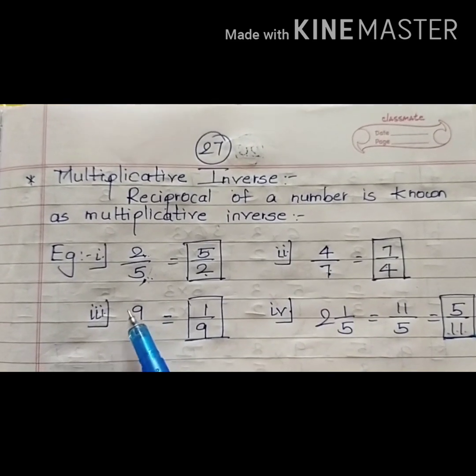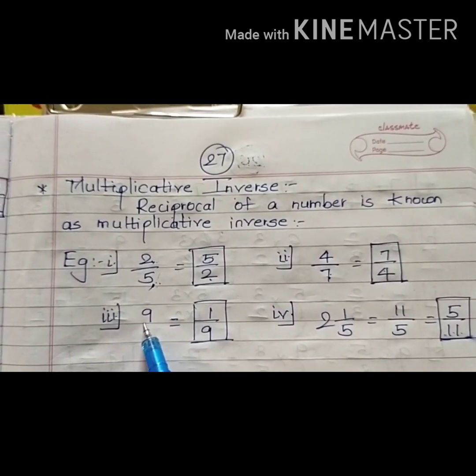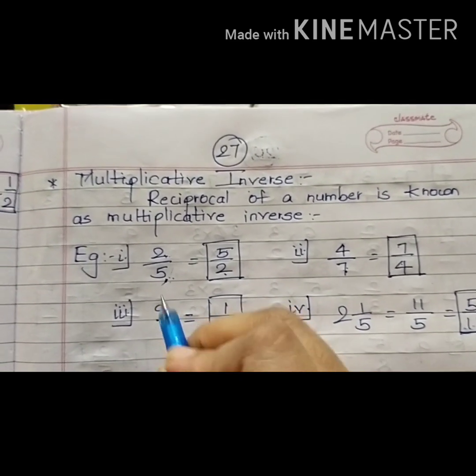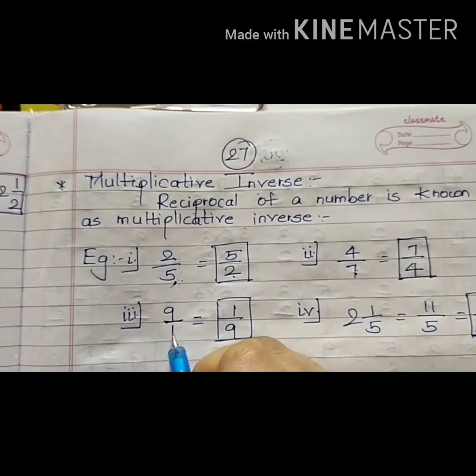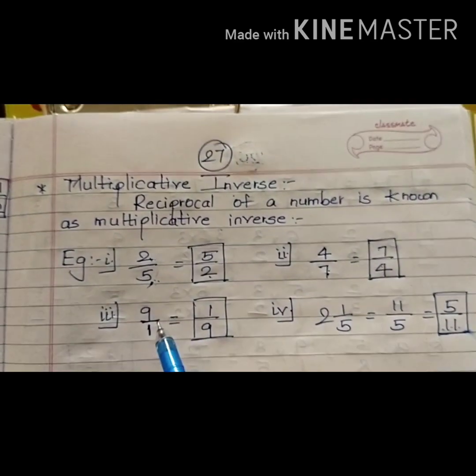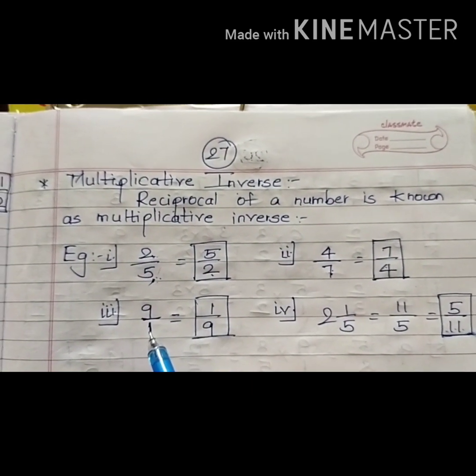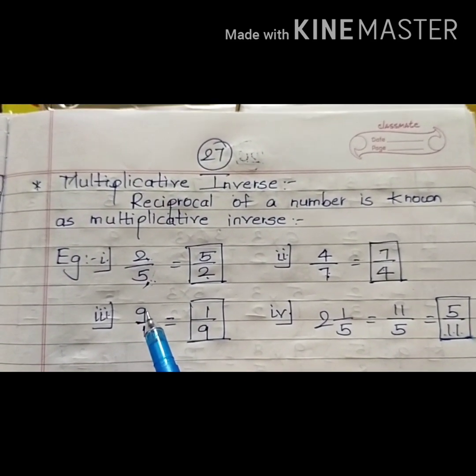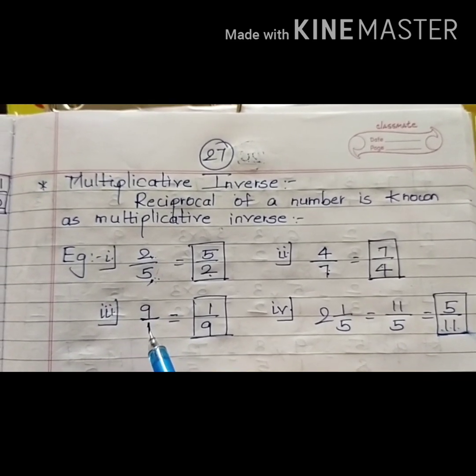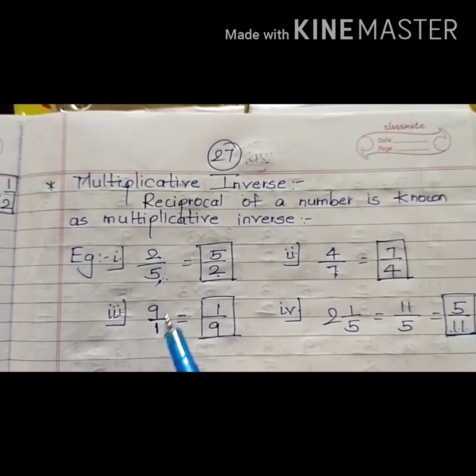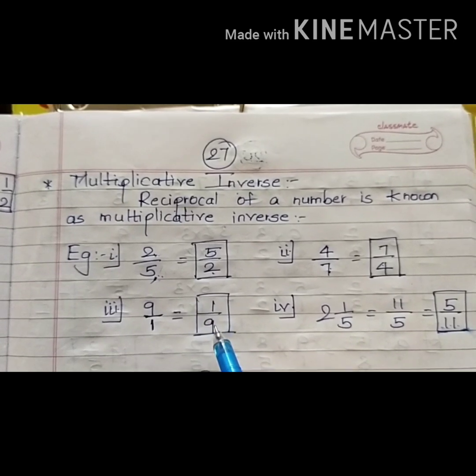Now, 9. Children, as I told you, every whole number is considered to have the denominator as 1. They never give the denominator as 1 for whole numbers, but you have to keep this in your mind. So, 9 is a whole number. Considering that 1 is in the denominator, when I reciprocal it, I get 1 upon 9.